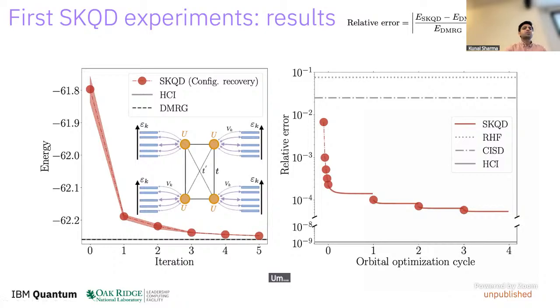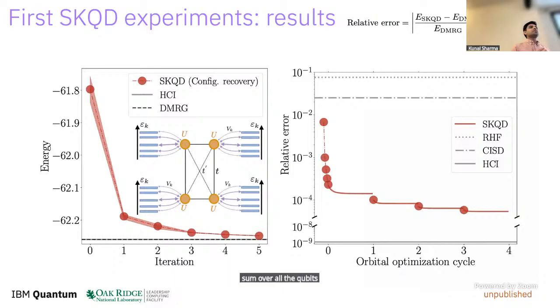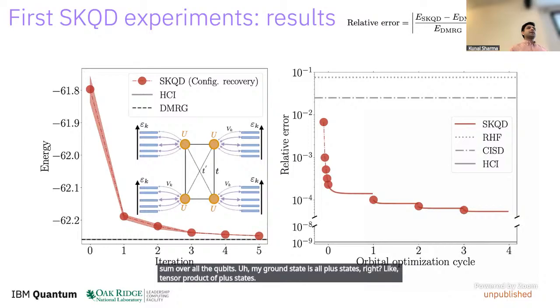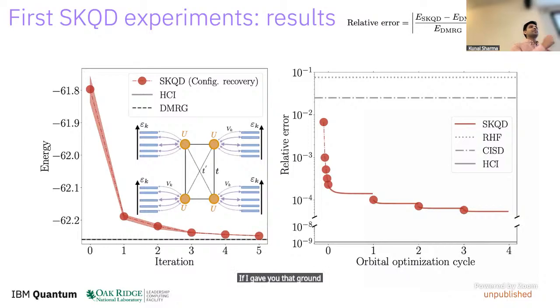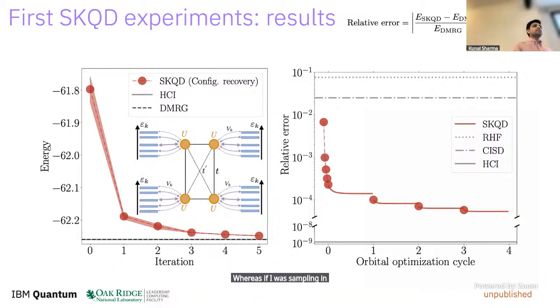Maybe just to give an example where basis plays a role. Let's say my Hamiltonian was the sum of negative sigma x over all the qubits. My ground state is all plus states, a tensor product of plus states. If I gave you that ground state on the device, and I just sample in the computational basis, I will never reach the energy. Whereas if I was sampling in the Hadamard basis, I'll quickly converge to the energy. So that's why the basis choice is really important for a given Hamiltonian.